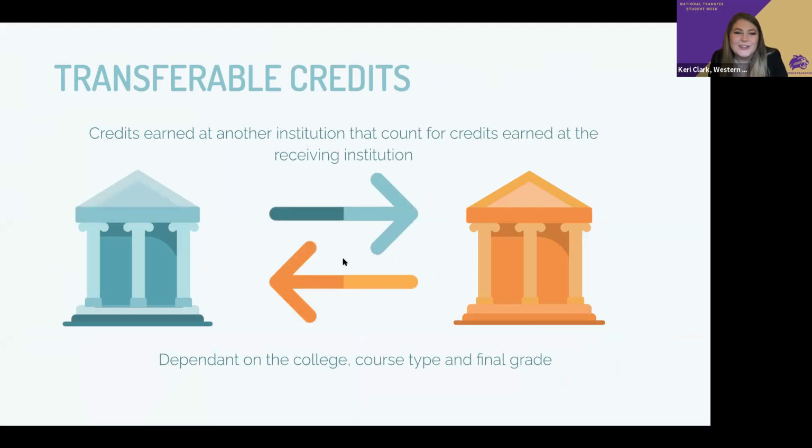And speaking of transfers, there's transferable credits. Now, these are credits just earned at another institution that count for credits earned at the receiving institution. And of course, it is dependent on the college, course type, final grade, and even accreditation, as we previously mentioned. So just be in contact with both institutions, seeing which courses that you are taking can transfer in. And making sure that you are fitting that final grade, the course type requirement, and the accreditation requirement.